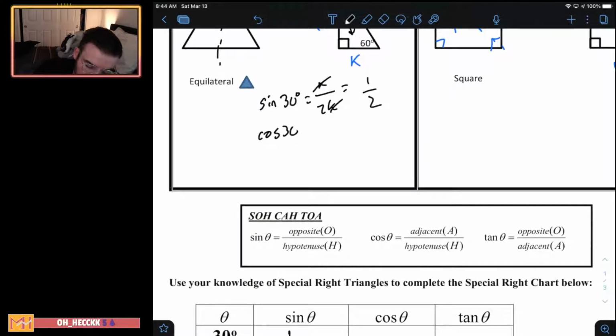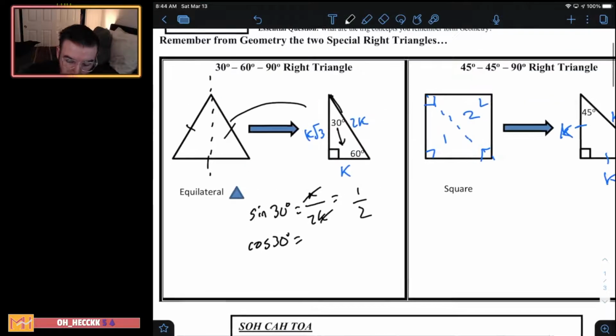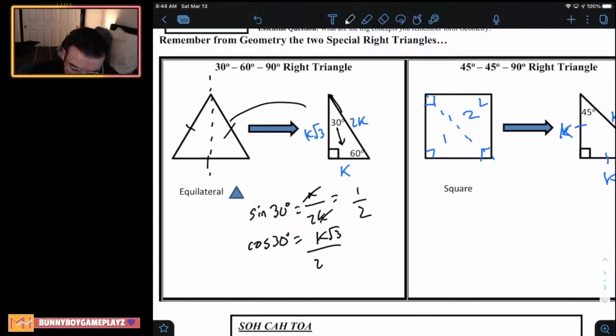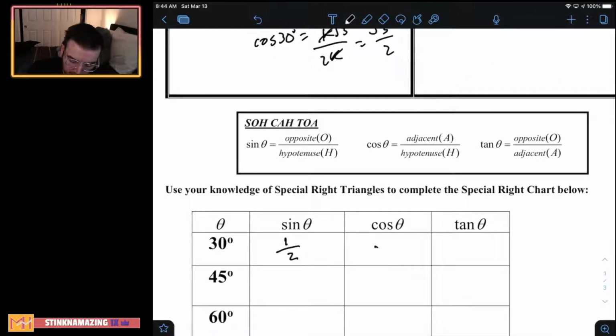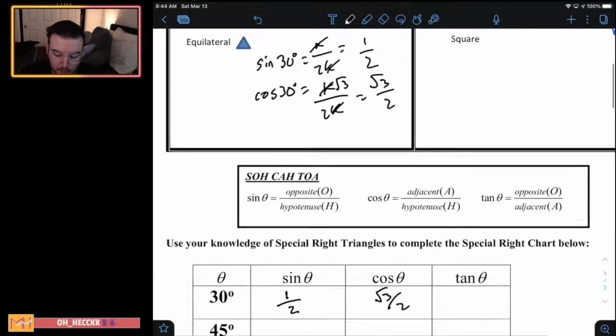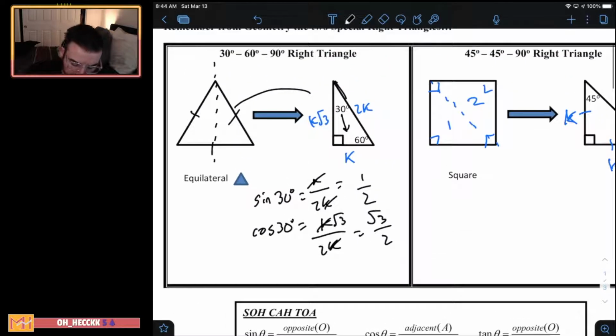What happens for cosine of 30? Well, when you do adjacent over hypotenuse, that's k root 3 over 2k. The k's will cancel, and you end up with root 3 over 2. The k's will always cancel, and you will always end up with root 3 over 2. And tangent of 30 degrees, which is opposite over adjacent, is k over k root 3. We end up with 1 over root 3.